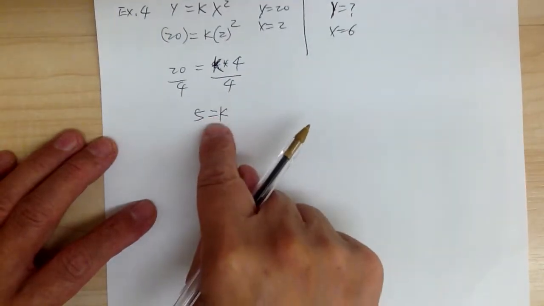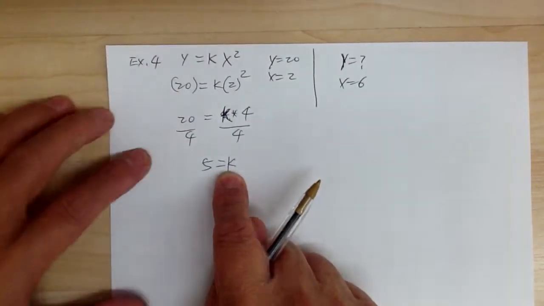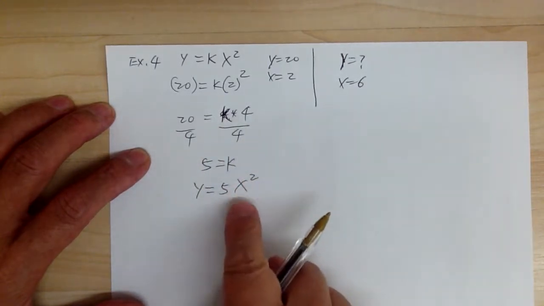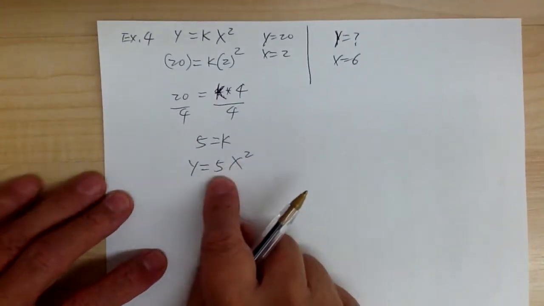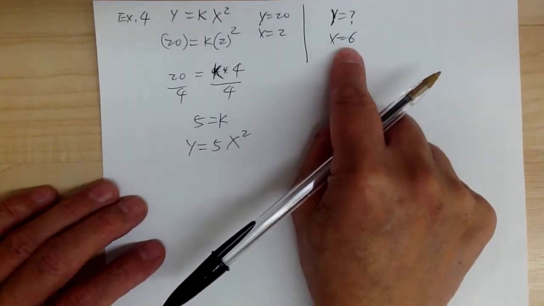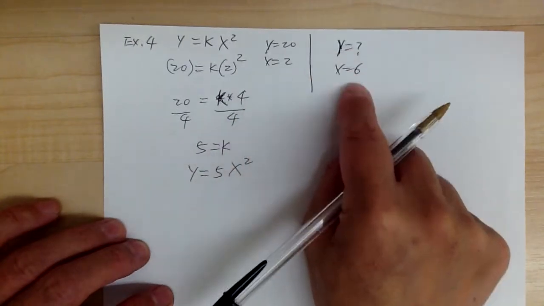So again, as soon as you find k, you need to update your equation. So you get y equals 5x squared. Make sure you update your equation. Then from here, you can go and start the next part. It tells you that x equals 6, so you're looking for y when x equals 6.